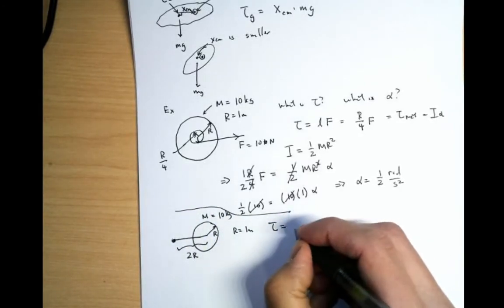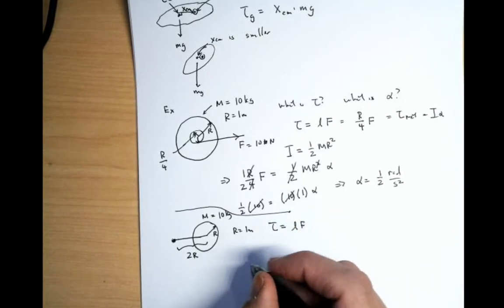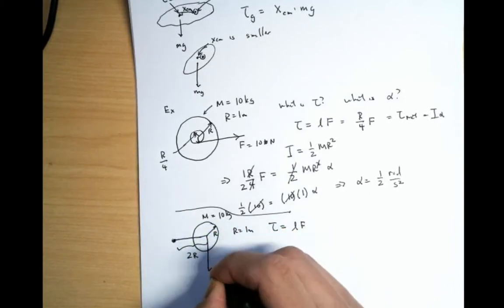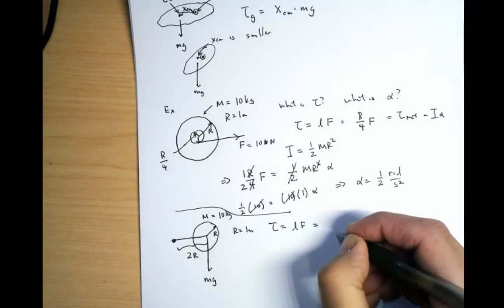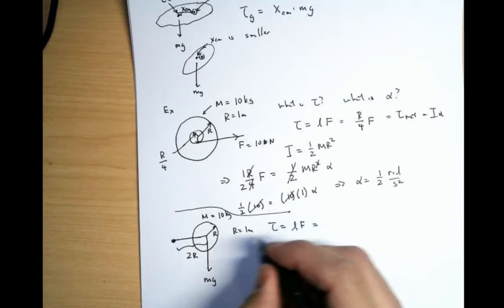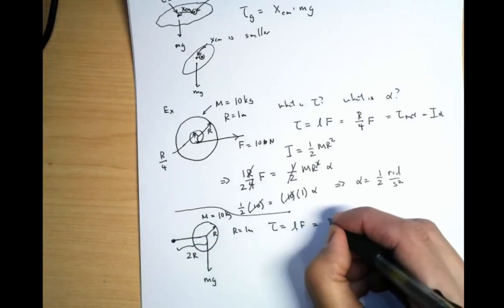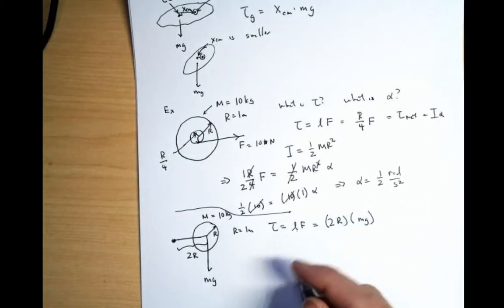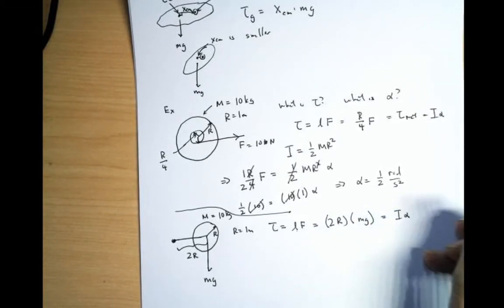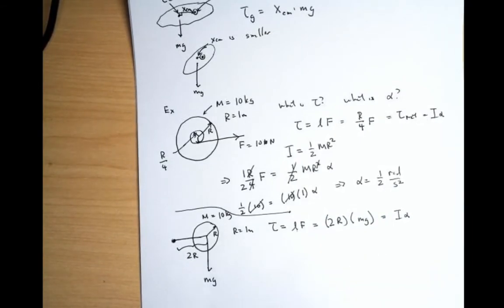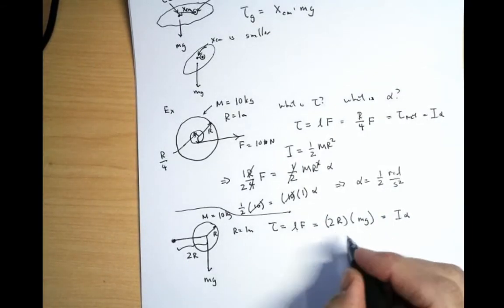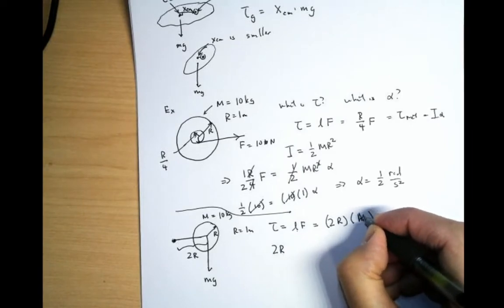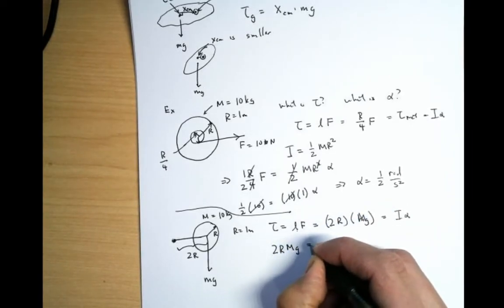Okay, so let's compute tau again. Tau is equal to L times F, all right? Fortunately, I picked everything well, so everything is at right angles here. So this feels a force here. This is M times G. So let's compute that out. So L is this distance here, so that's basically 2R. The force is M times G. Right, and this is going to be equal to I times alpha, all right, because this is the net torque in this object. So that's 2R, let's make this capital M times G is equal to I times alpha.